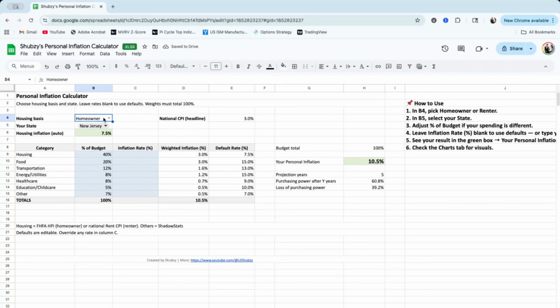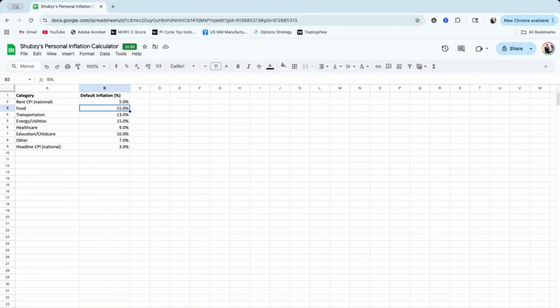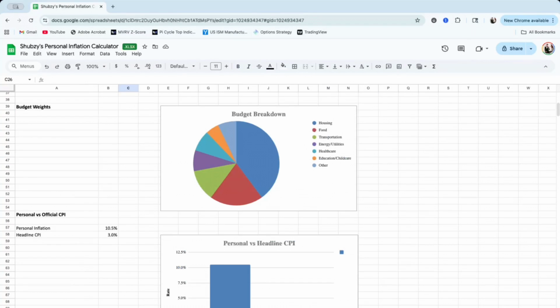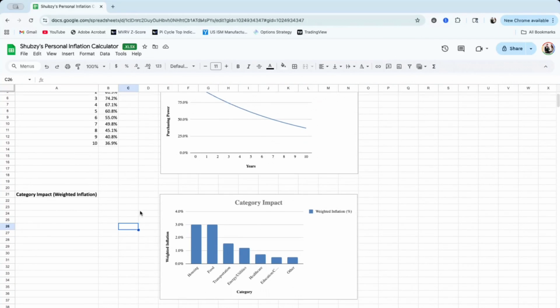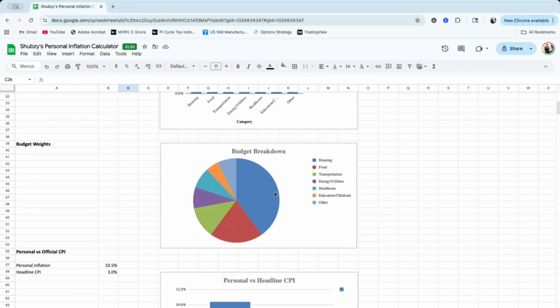The housing data is pulling from the official data. Some of this other stuff is pulling from shadowstats.com, which is actually more realistic numbers than what the government reports in their CPI numbers. And of course, you can adjust them if you want to adjust them in the inflation rate, column C here. And then you'll get your personal inflation, and you can compare it with CPI. And then I have a little chart section here where you can see your purchasing power going down. How depressing.